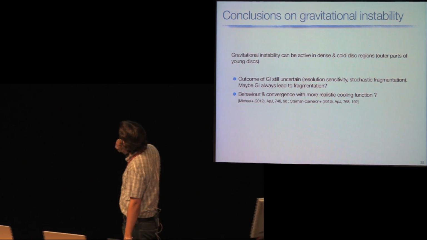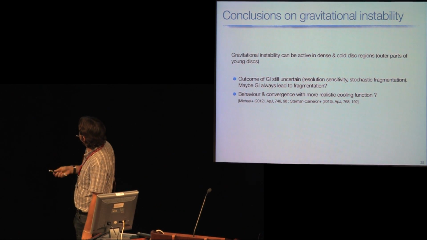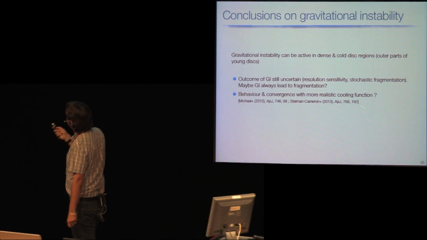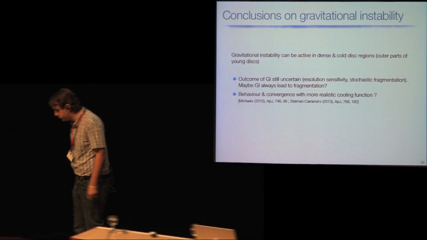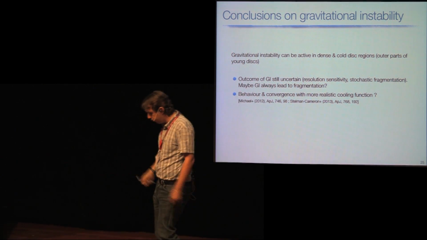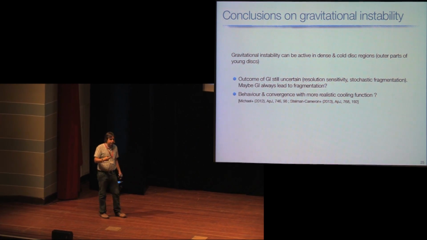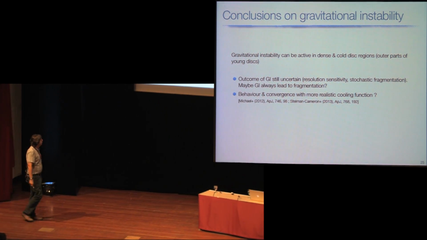As I've shown you, the outcome of the gravitational instability is still quite uncertain. It depends on the resolution. You can have stochastic fragmentation. There are other ideas which I don't have the time to discuss, which are the problem of convergence for different kinds of cooling functions, even if you consider radiative transfer, shown in these two references here.